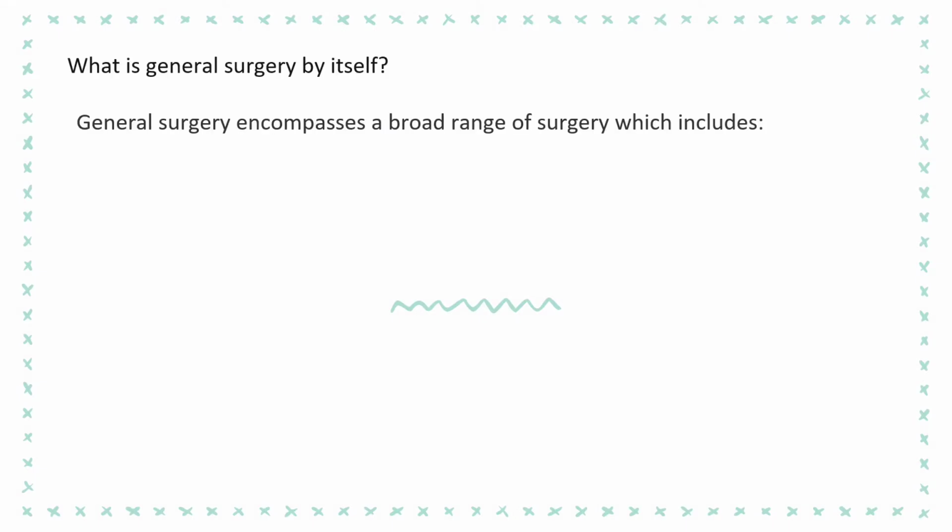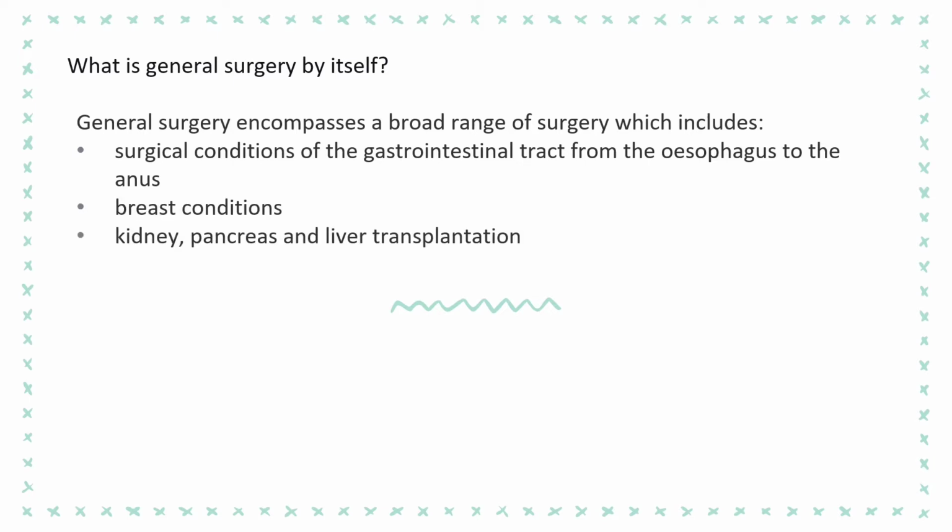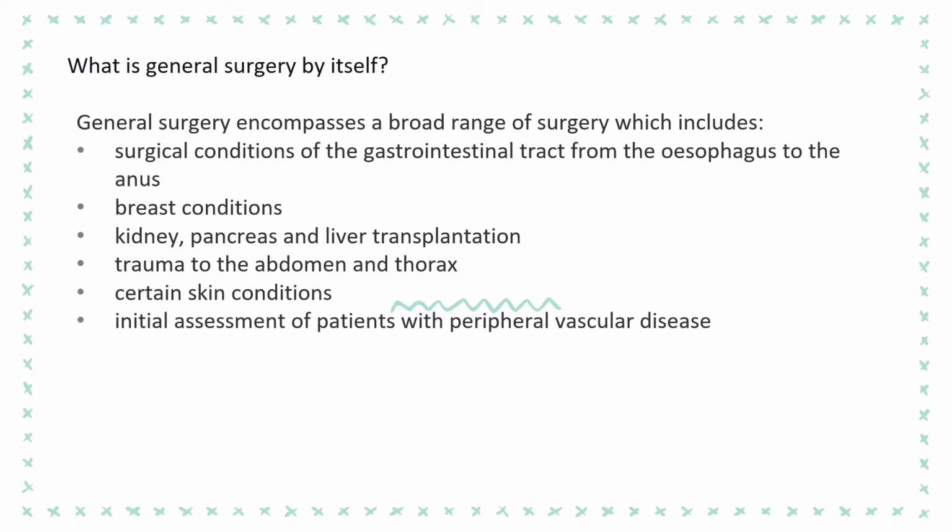What is general surgery by itself? General surgery encompasses a broad range of surgeries which includes surgical conditions of the gastrointestinal tract, breast conditions, kidney, pancreas, and liver transplantations, traumas to the abdomen and thorax, certain skin conditions, initial assessment of patients with peripheral vascular disease. Elective surgery is also an important part of the work.